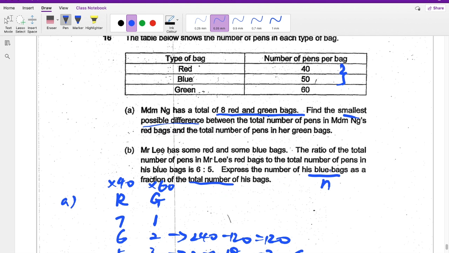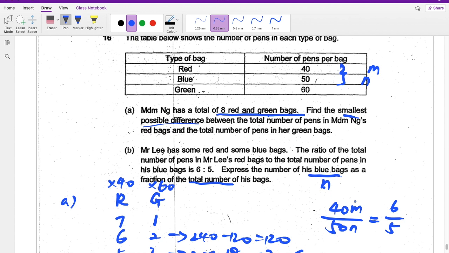Okay, we consider that if the blue bags are n, then the red bags are m. So we express the total number of pens in the red bags as 40m, over the blue bags, which is 50n, equals 6/5.